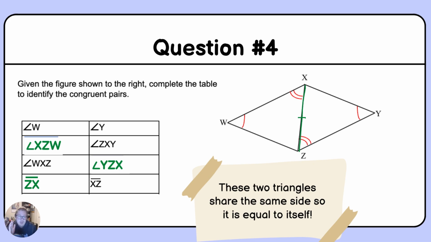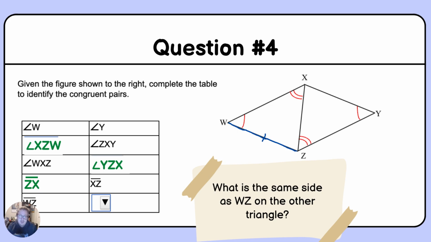So these two triangles share the same side. It's not a different side on another triangle. They both share the same one. You have to be comfortable with that concept, that we can say that these two sides are equal to themselves.